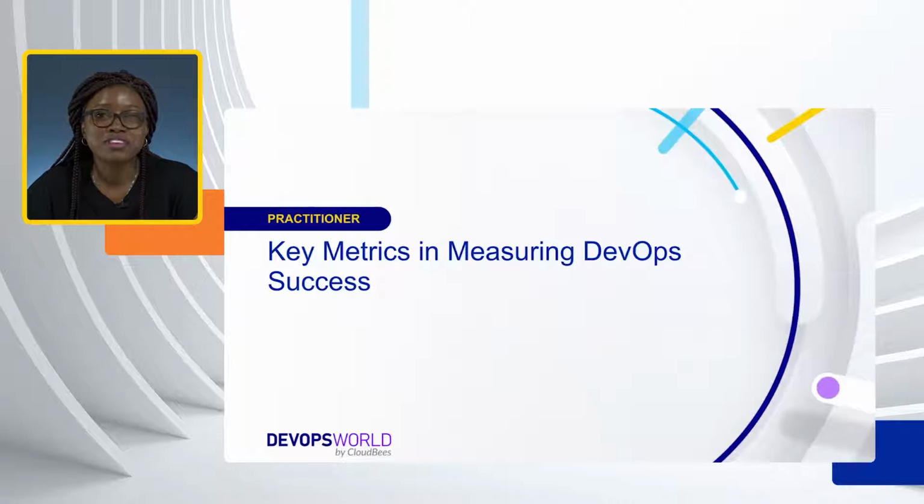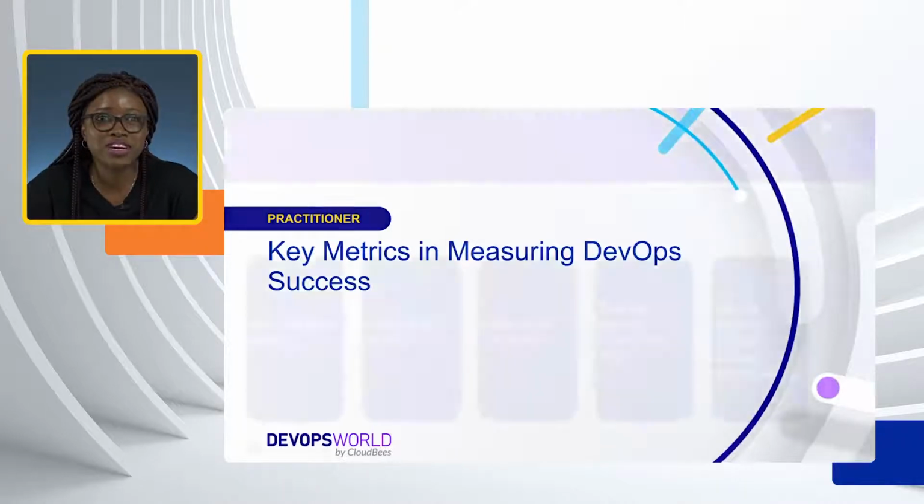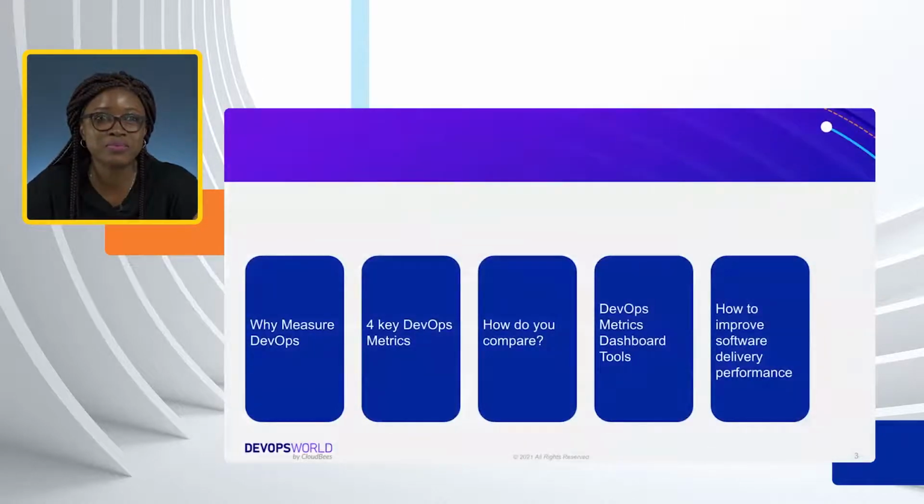Today, I'm going to be talking to you about key metrics in measuring DevOps success. So we'll be looking at 5 focus areas, which are why you should measure DevOps, the 4 key metrics that you need to measure in DevOps, how you compare as regards the DevOps Research and Assessment team benchmark report, and the DevOps metrics dashboard tools that you can use to measure DevOps. Finally, we'll look at how you can improve your software delivery performance.